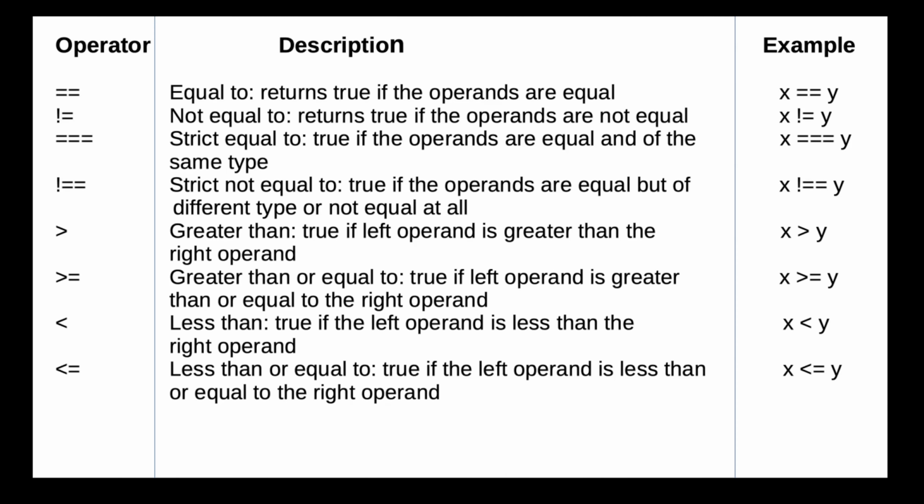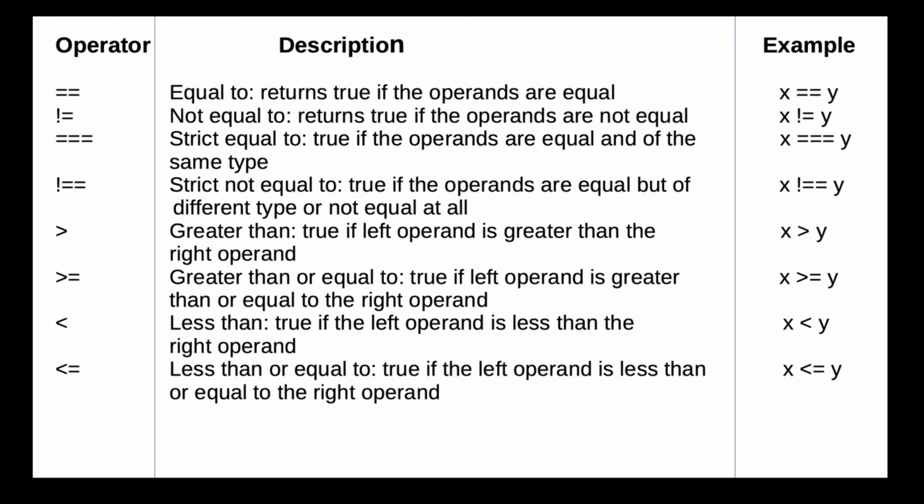So here are some comparison operators. First is equal to. It returns true if the operands are equal. Next is not equal to. Returns true if the operands are not equal. Next is strict equal to. It returns true if the operands are equal and of the same type. Next is strict not equal to. It returns true if the operands are equal but of different type or not equal at all.